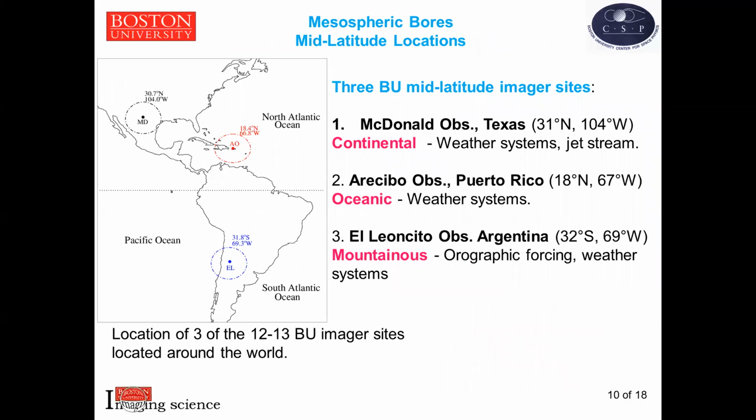I looked at 3 of these sites. One was at McDonald Observatory in Texas. I call it a continental system. The gravity waves generally originate from weather systems and the jet stream. The second site is at Arecibo Observatory. It tends to be just gravity wave sources like weather systems. And then the third site is in Argentina, in the southern hemisphere. That's a mountainous site in the foothills of the Andes. There are a lot of waves generated there that propagate up to the mesosphere due to orographic forcing, but there are also some weather systems as well.